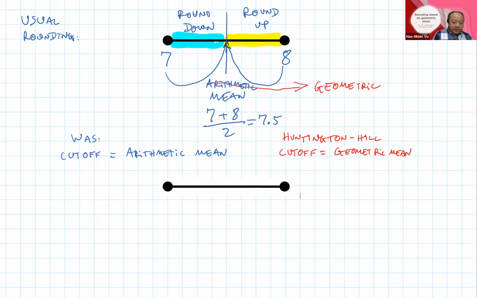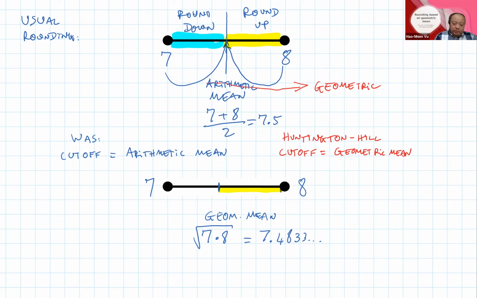Again, we have to decide between rounding down to 7 or rounding up to 8. So we're going to pick a cutoff, but instead of just the middle of 7 and 8, the arithmetic mean, we're going to take the geometric mean. And that will be 7 times 8, and then take the square root of that, which is 7.4833, etc. A little bit less than 7.5.